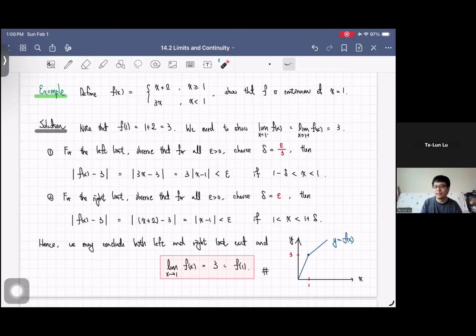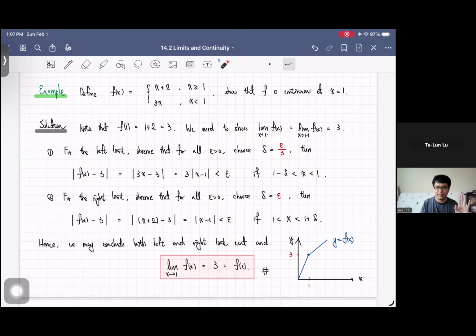So that sounds familiar, right? Basically, that is saying that the limit of f at 1 is 3. And 3 actually coincides with our function value f of 1. So we show that the limit of f at the point 1 is actually f of 1, meaning that it is continuous at the point 1.